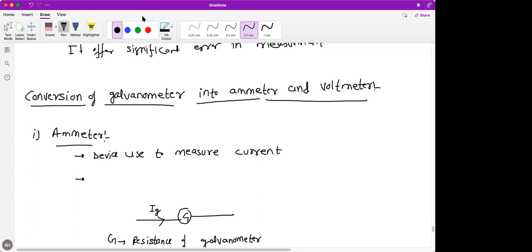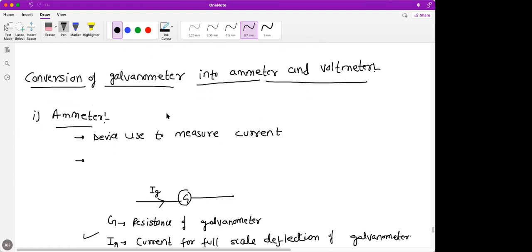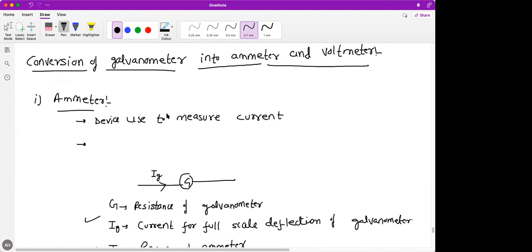Yes, no. To increase range, we need smaller shunt resistance. Smaller resistance. Noted? Yes, sir. Okay.